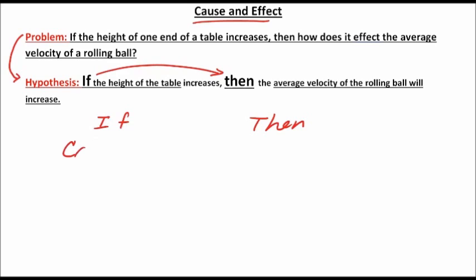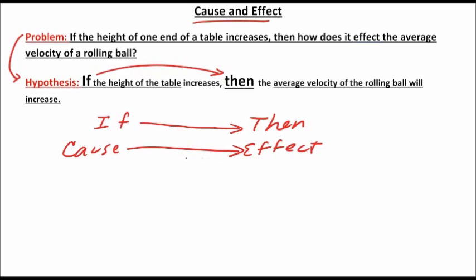If is the cause, and then is the effect. What this says is that if one thing happens, then something else will happen. In other words, this cause will produce this effect. If the height of the table increases, then the average velocity of the ball will also increase. What is it that causes the increase in the average velocity? It is the increase in table height.